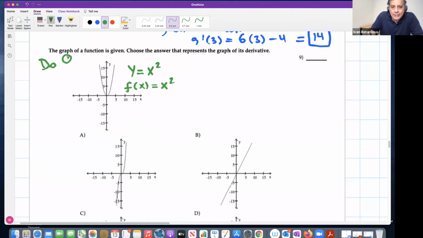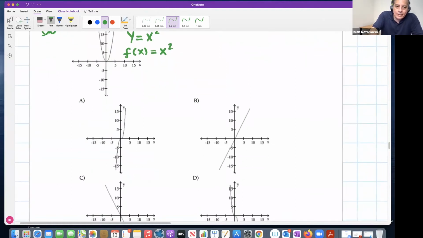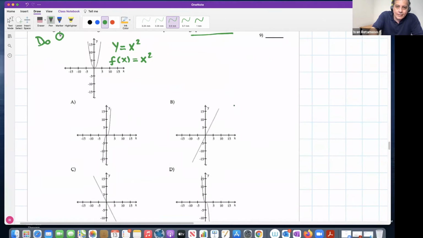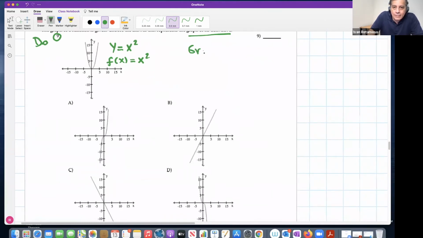I'm gonna give you this hint. They say the graph of a function is given, choose the answer that represents the graph of its derivative. And remember, we already found the derivative of this function, right? So get the derivative and graph it. Which one would be the derivative when graphed? The graph of f prime of x. So which of these four graphs is the derivative of this function? Or the graph of the derivative right there.